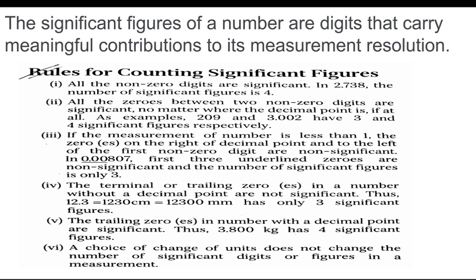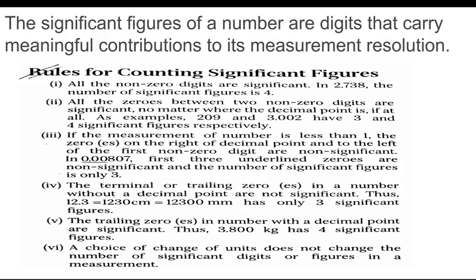Second, zeros between non-zero digits are significant. Here we can use 209 or 3.002. Here 209 has 3 significant figures and 3.002 has 4 significant figures. Okay. If the measurement is less than 1, the zeros to the right of the decimal point and to the left of the first non-zero digit are non-significant. Here we can use 0.00807. The first 3 underlined zeros are non-significant.